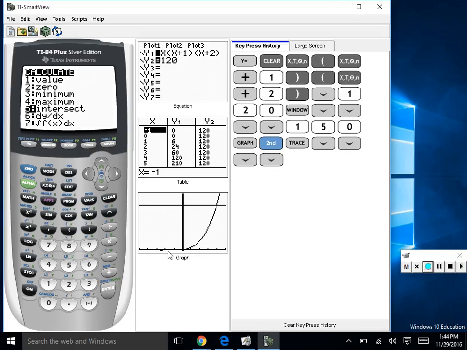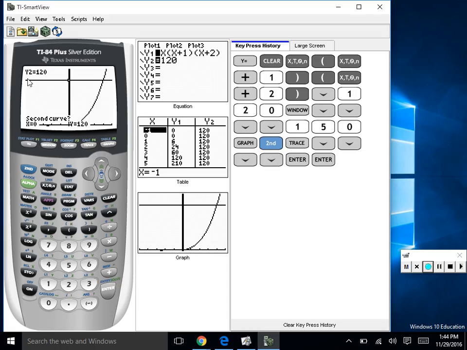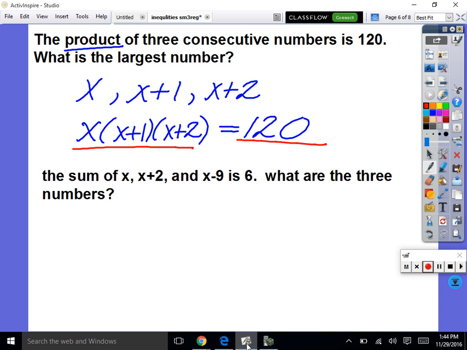Anyways, so hit intersect. First curve, we're on the first cubic, I should say. We hit enter. Then it says second curve. It's already on the line, so we're good. Hit enter. Really, your calculator should do all the work on this one for you. Do you want me to guess where they're intersecting? We do. Hit enter. It's intersecting at x equals 4. Now, obviously, y will be 120 because that's where our line is. So at x equals 4, we are up at 120. So x equals 4 was the solution.